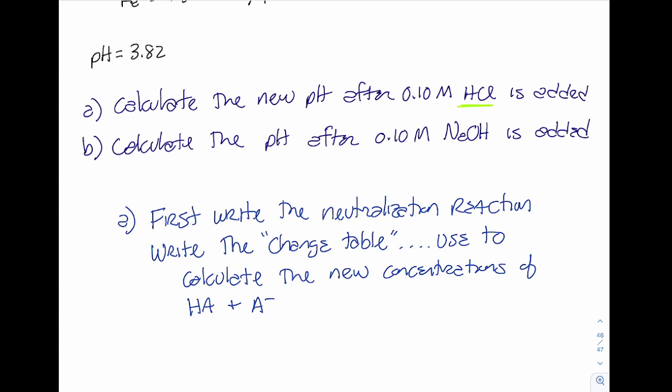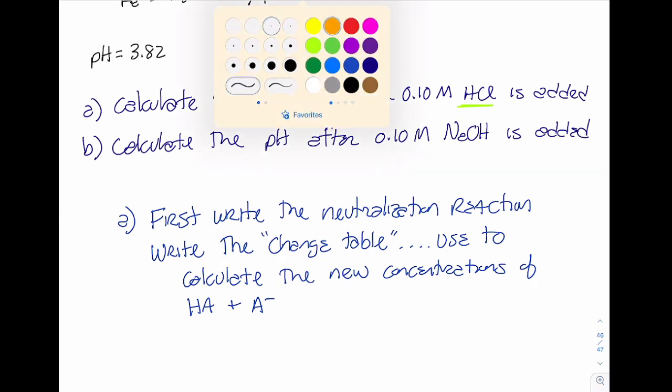Because we're going to neutralize it. I'm not going to have as much base as I used to because the base component is neutralizing the acid. I'm actually going to form more of that acid. So we're going to have to write a neutralization table or change table. Let me put neutralization here also.